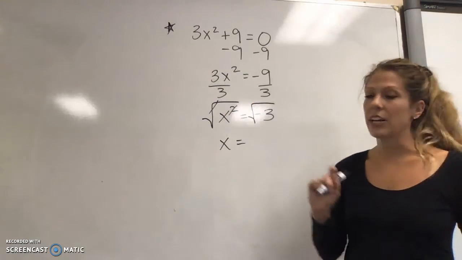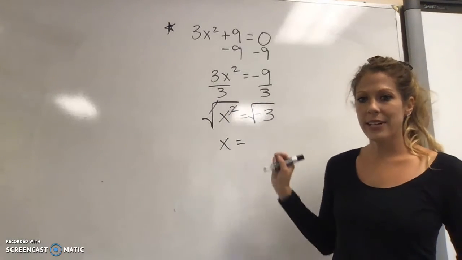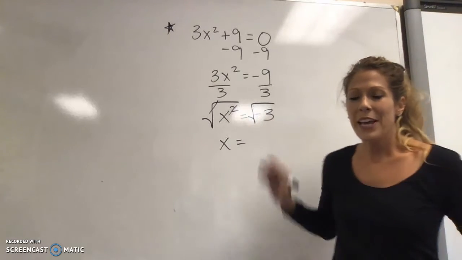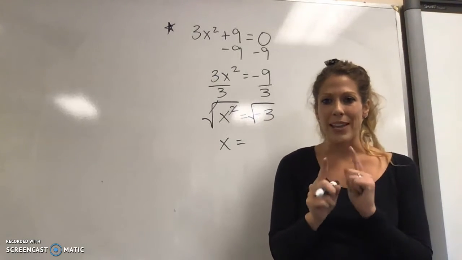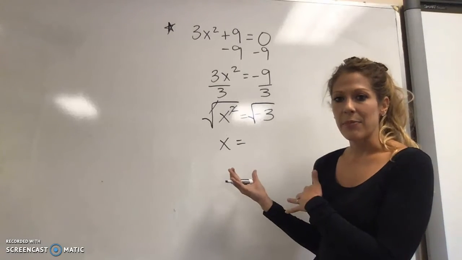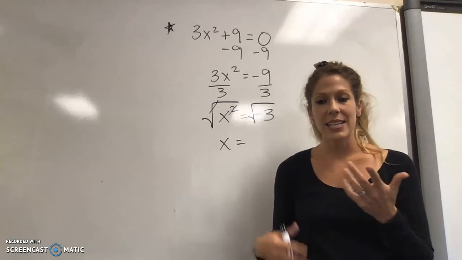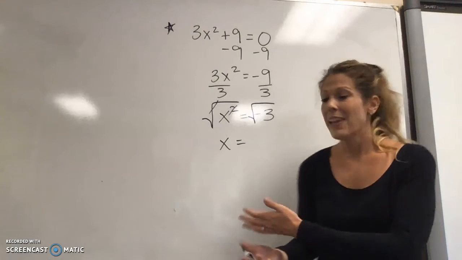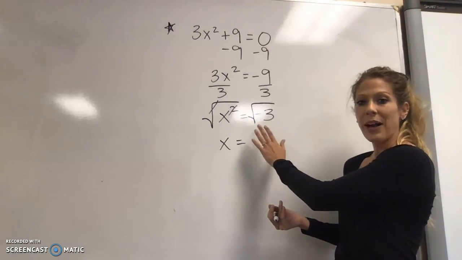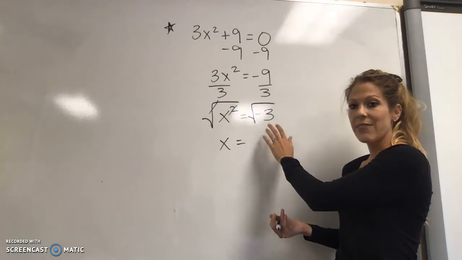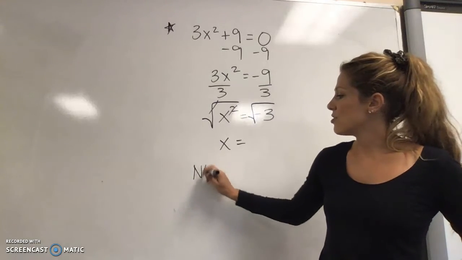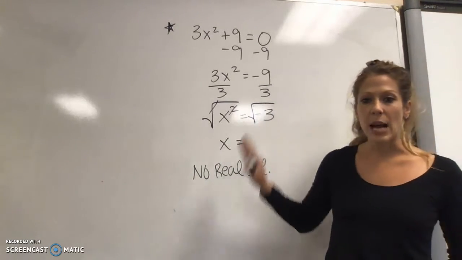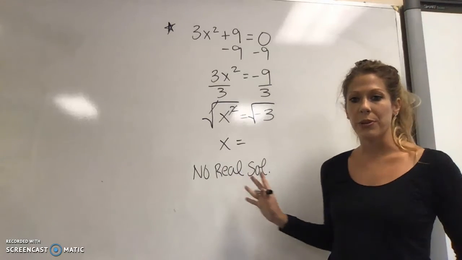But here's where we get stuck on this one. Not only is 3 not a perfect square, but we're also taking the square root of a negative number. You cannot multiply a number by itself and get a negative number, because a positive times a positive is a positive and a negative times a negative is a positive. So whenever you have to take the square root of a negative number, your answer is no real solution. You just stop where you are for now and write no real solution.